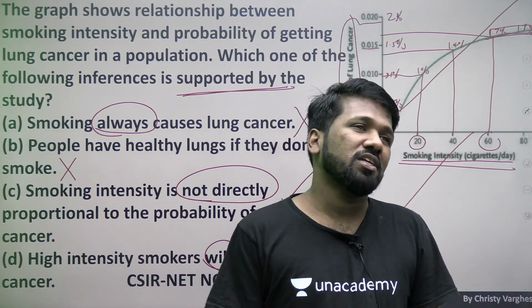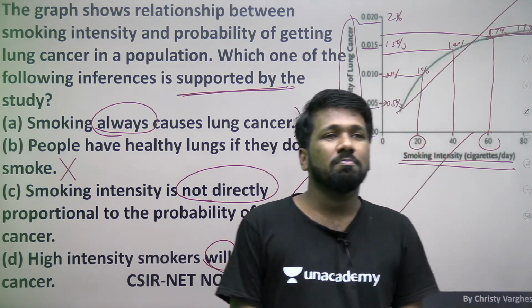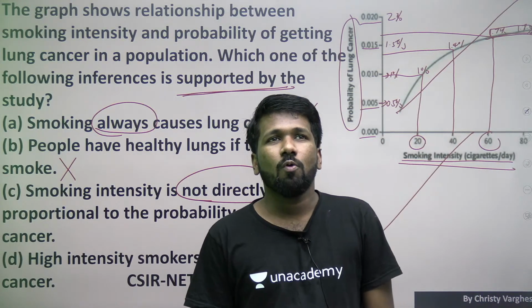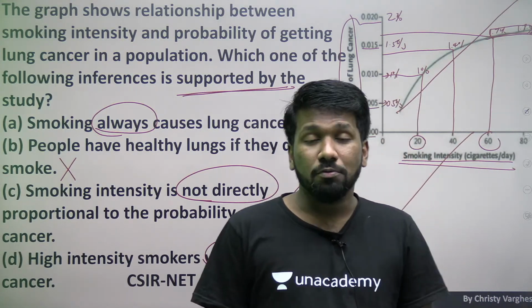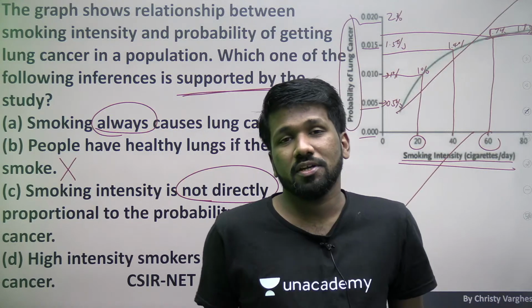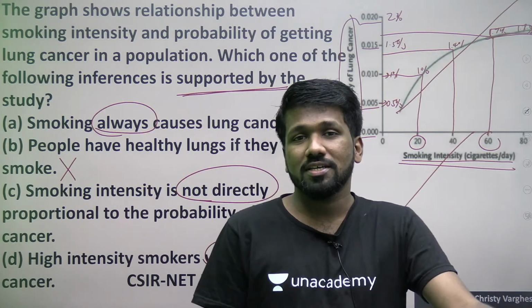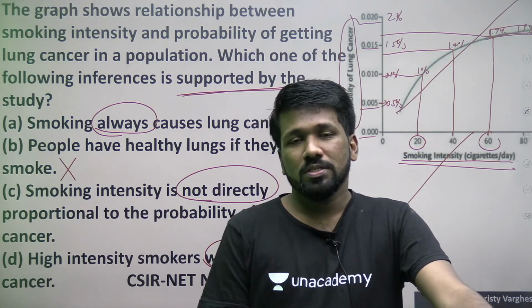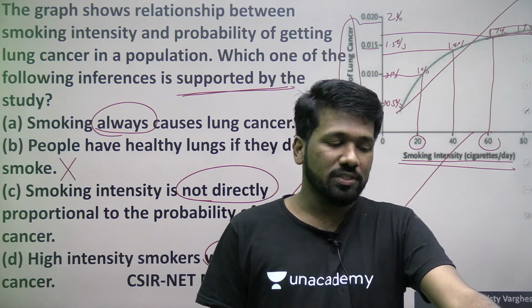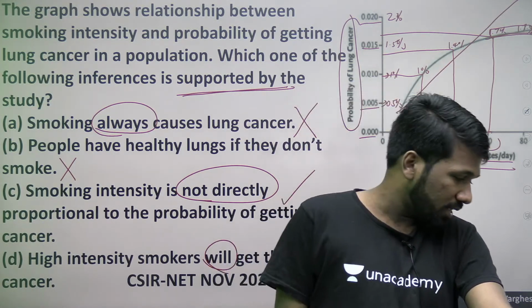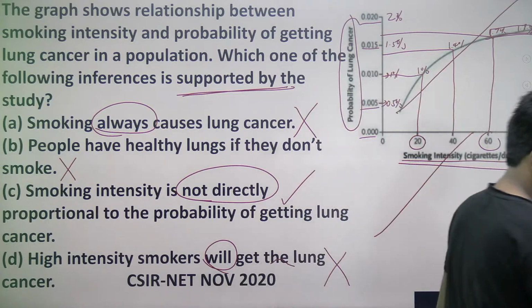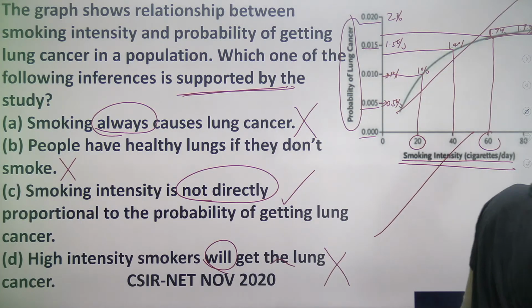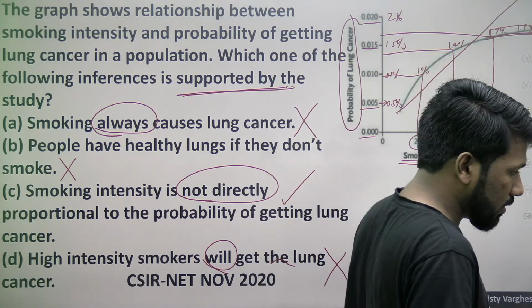So data interpretation is a skill that you need to develop. CSIR wants you to develop that skill, which is why almost all the exams ask at least one data interpretation question. So practice more questions and use the data properly. That is how you need to analyze. Hope all of you understood this much. If so, let's go to the next question.